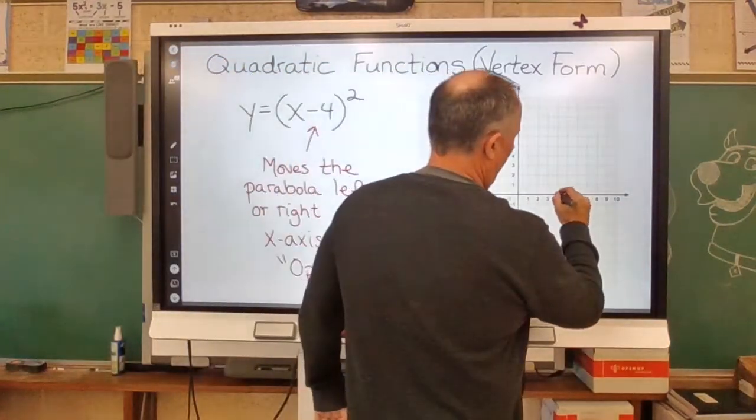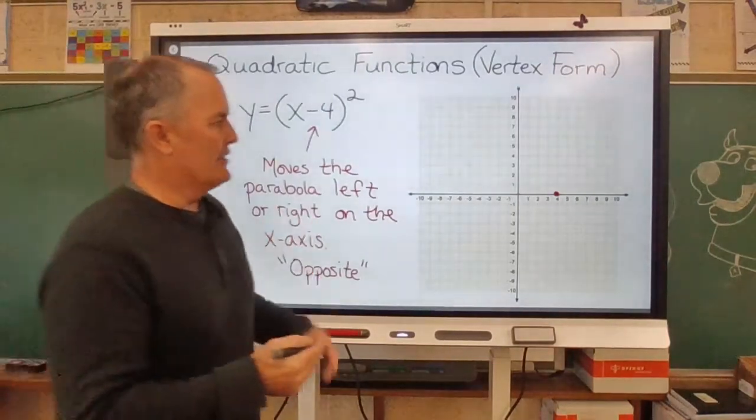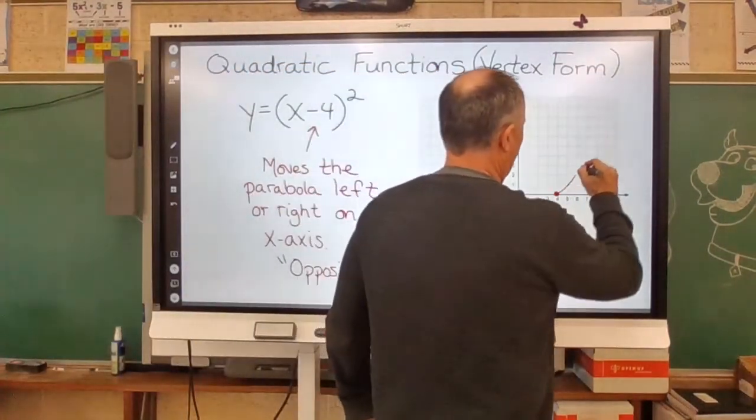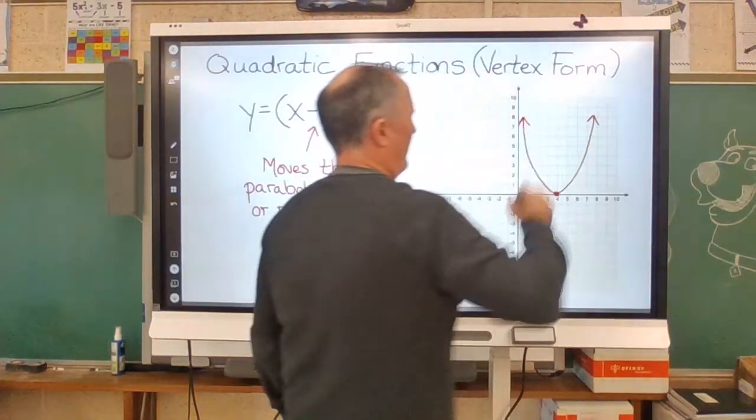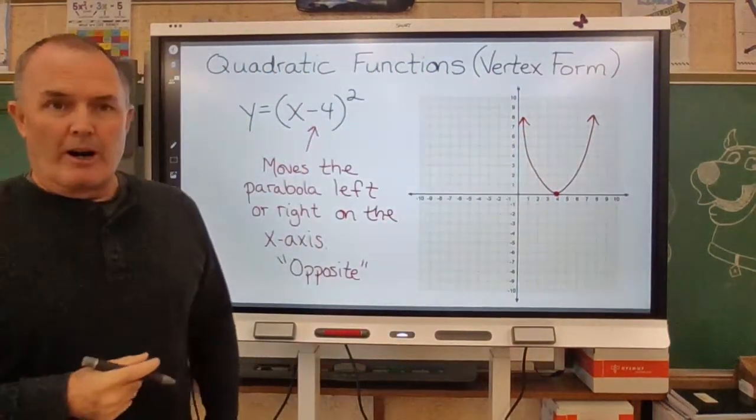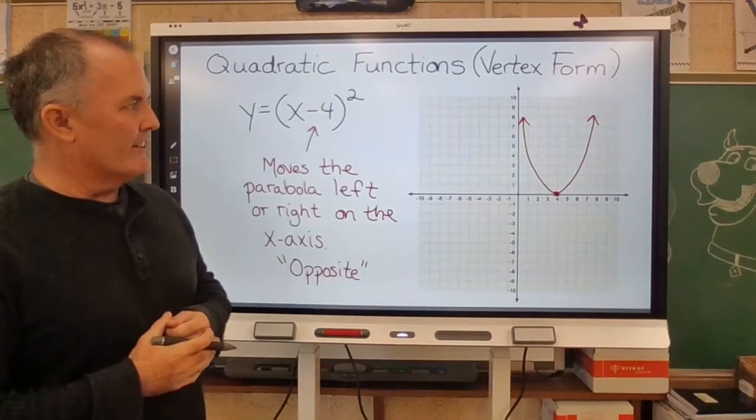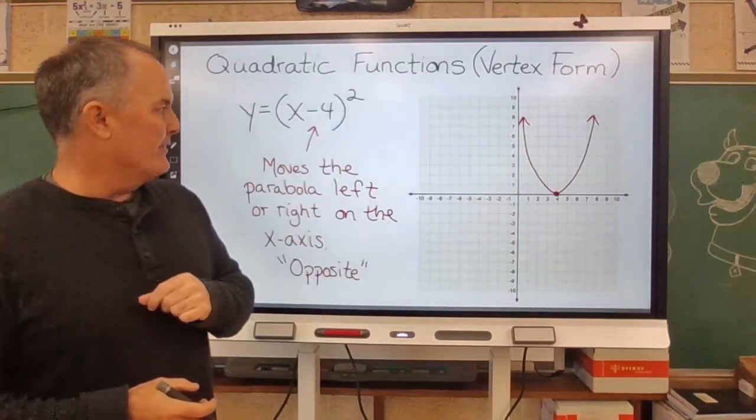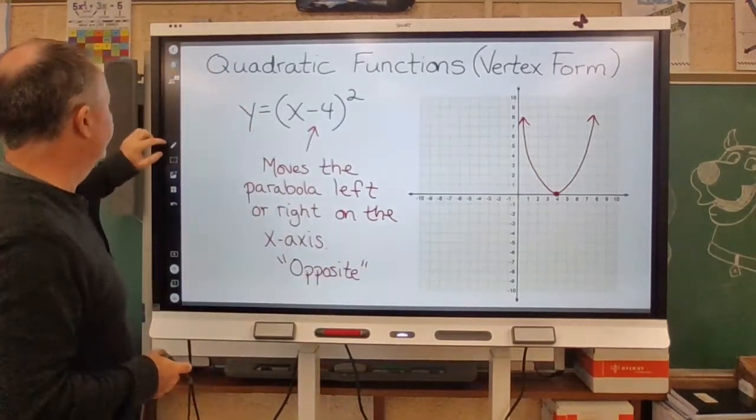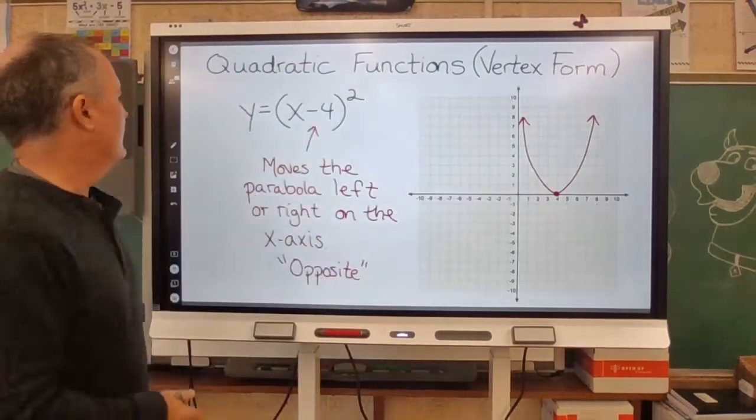I'm going to move over 4, put my new vertex right there, and just draw in my normal shape for right now of my parabola. All right. And while we have this on there, since we're not directly on the y-axis, I have another piece of information I want to share with you. And by the way, if that was a positive, we would actually move the other direction.